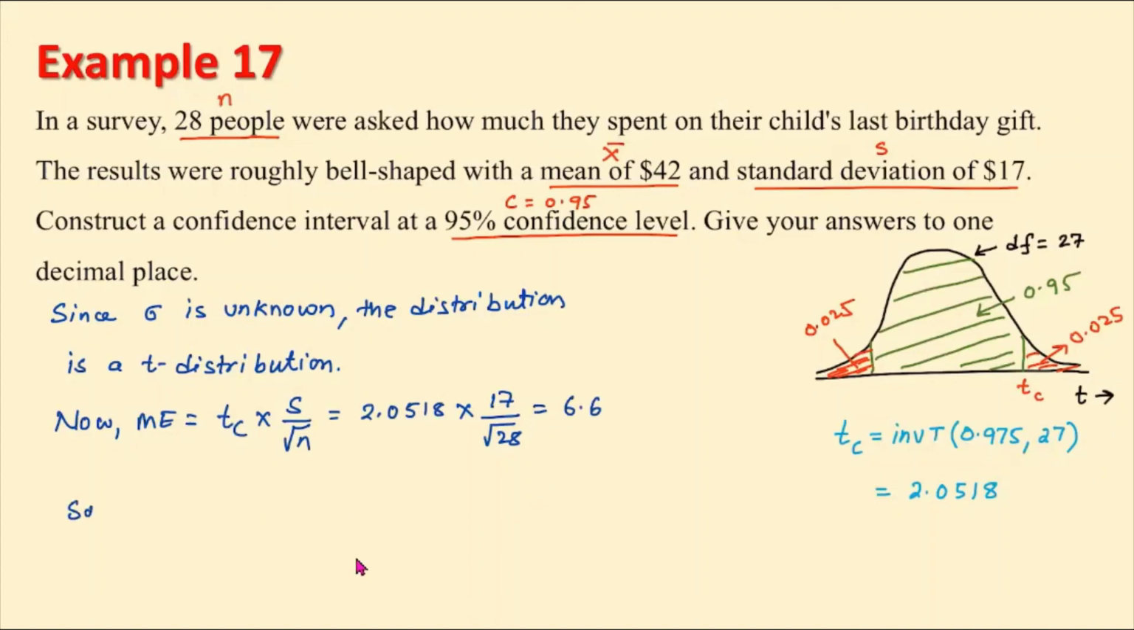So the 95% confidence interval will be the point estimate, and then we add or subtract the margin of error. That is one way of writing the confidence interval. So let me write it like that. Here the point estimate x bar is 42, then plus or minus the margin of error, which is 6.6. So that is our confidence interval. 42 plus or minus 6.6 is the 95% confidence interval.